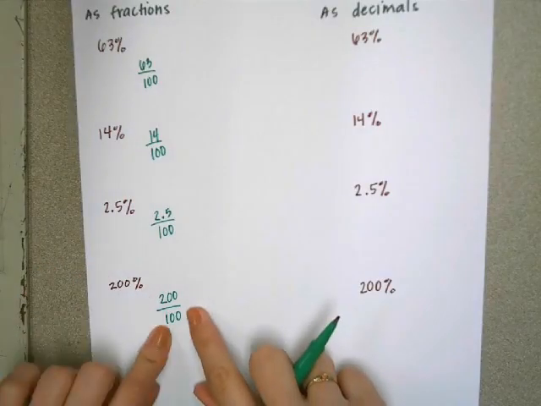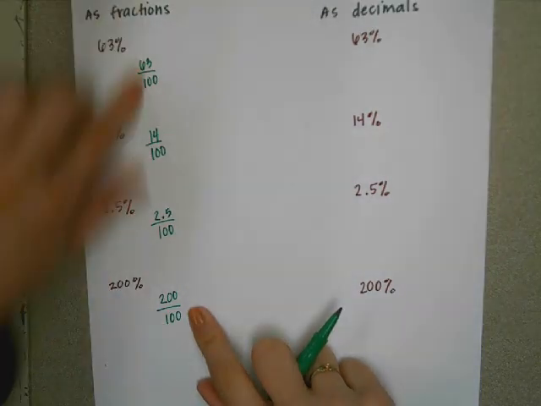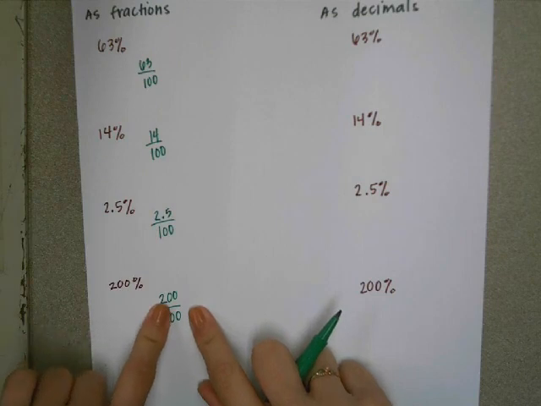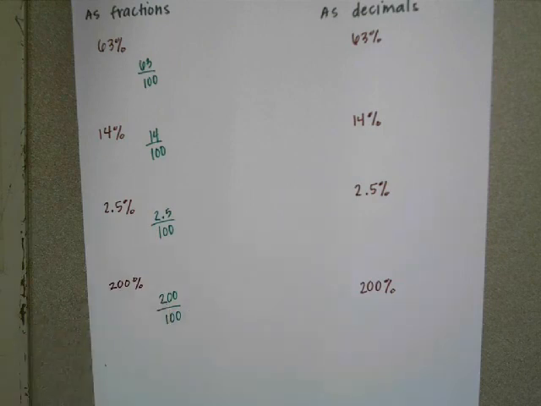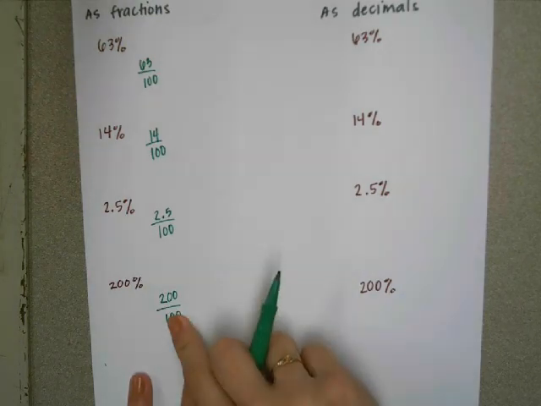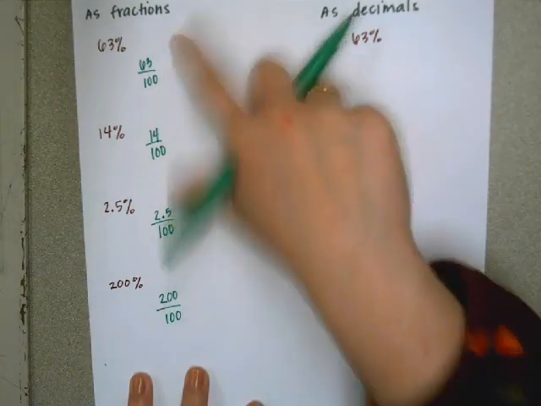So all of your percentages are out of 100. Now when we meet back together as a whole group, or when you're doing the lesson with me, this is going to be important, writing it as fractions out of 100.